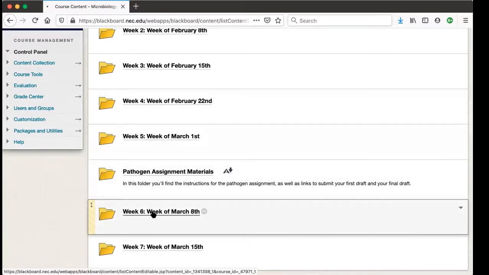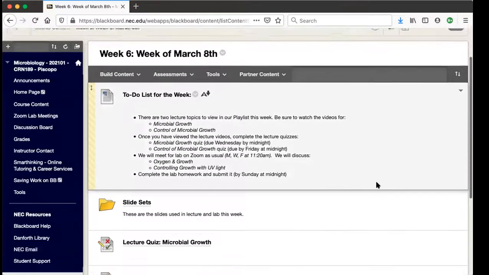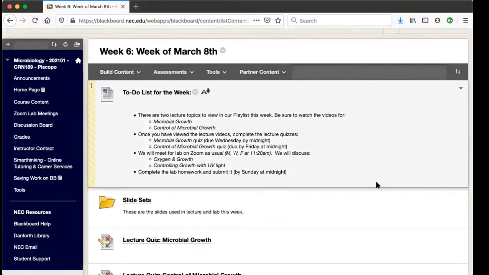I'm going to click on next week's content folder so we can look at our to-do list together for next week. You have 2 lecture topics next week, typical week for us. One of them is microbial growth, and the other one is control of microbial growth. And of course, each one of those lecture topics has a quiz associated with it.